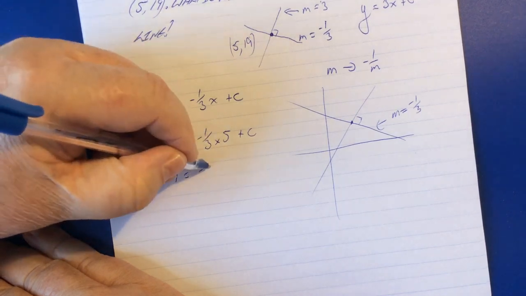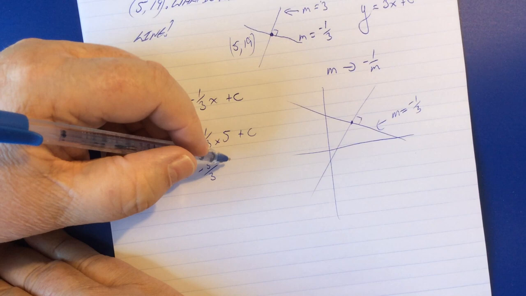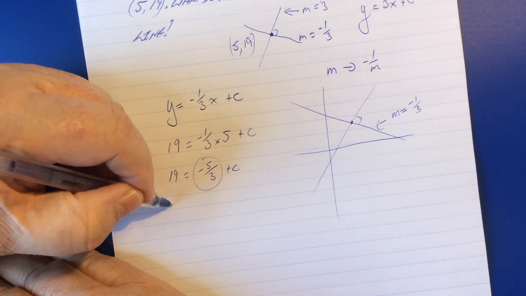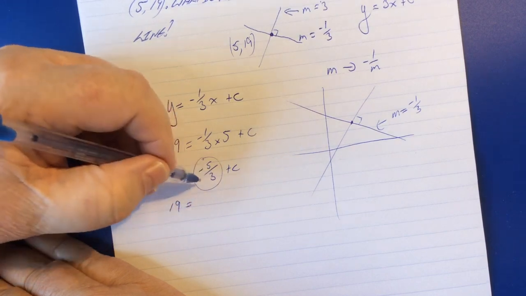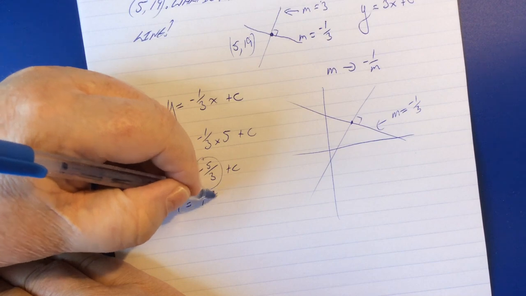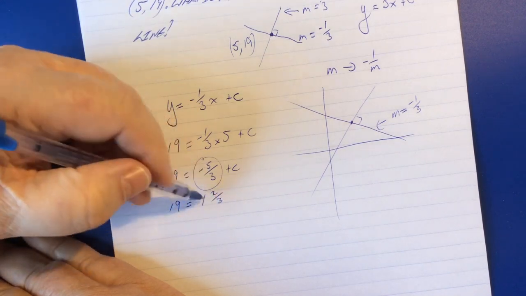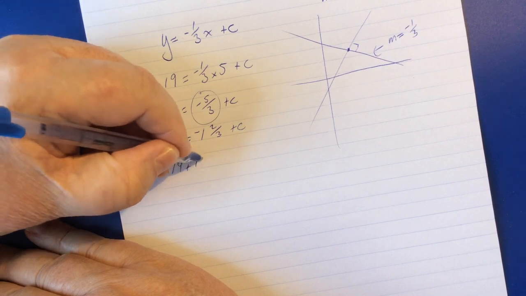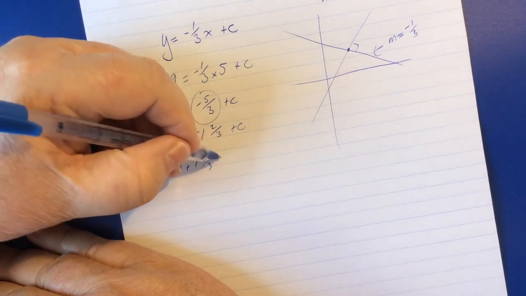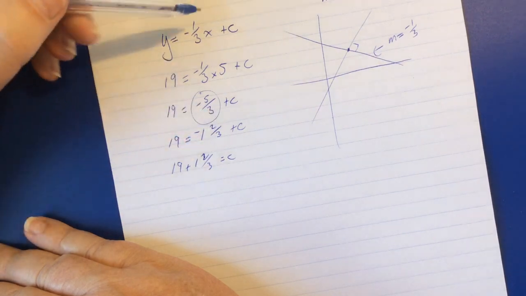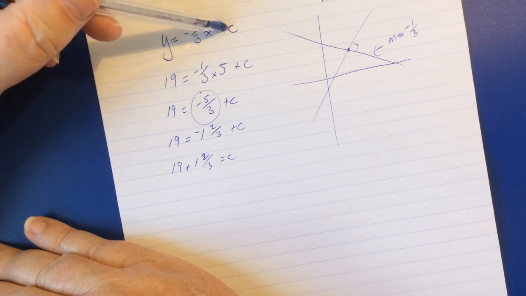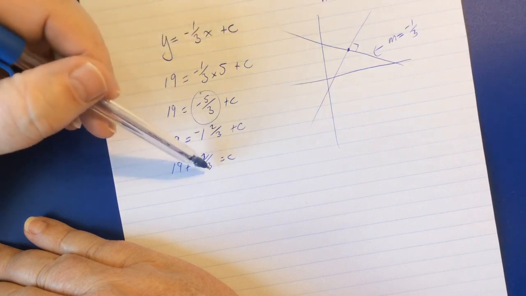Okay, so 19 is equal to negative 5 over 3 plus c. I'm not going to leave this as a fraction. 3 goes into 5 once, and 2 left over, so it's negative 1 2/3 plus c. So, a quick little bit of rearranging. 19 plus 1 2/3 is equal to c. So we knew what the gradient was up here. We've got that written down. We have been looking for c. We have found it. It is 20 2/3.